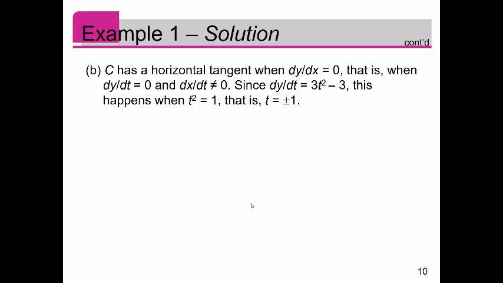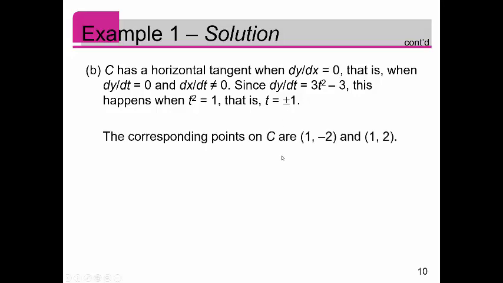All right, B. Let's find a horizontal and vertical tangent line for C. So the curve C has a horizontal tangent line when the top, dy/dx, is equal to 0. That is when dy/dt, the top here, is equal to 0, and the bottom, dx/dt, is not equal to 0, because you can't have 0 over 0, that's indeterminate. Since dy/dt is equal to 3t squared minus 3, this happens when t is equal to plus or minus 1. So I have the corresponding points here where there's a horizontal tangent line, where there's a flat tangent line.